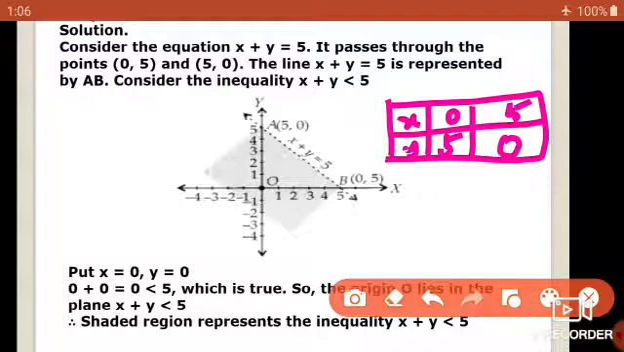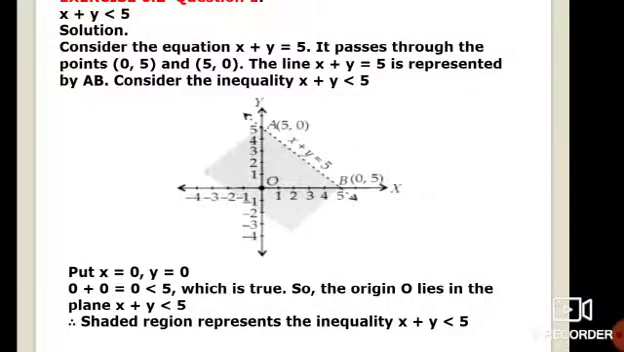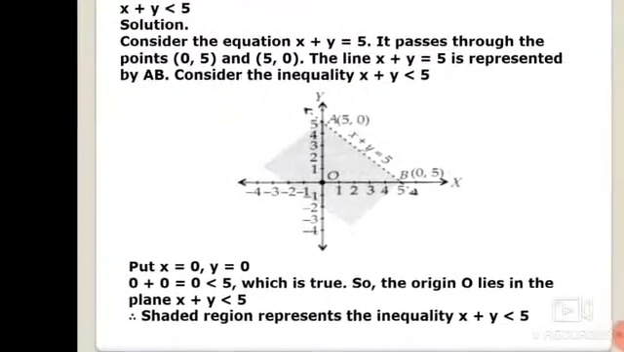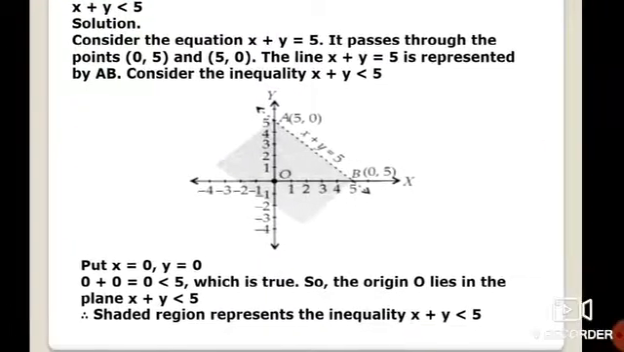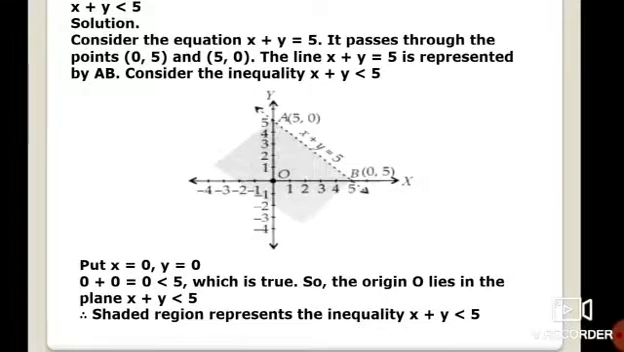Now, you have to consider the inequality. After drawing the line, since it is less than 5, you have to use the dotted line. Now, you have to shade the region where it comes. For that, you have to put (0, 0) in this equation. That is 0 plus 0 less than 5. See, if the condition is true, you have to shade towards the origin. If this condition is not satisfied, you have to shade away from the origin.